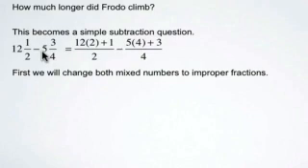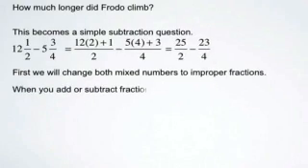Next fraction, it's the same method. I take my whole number 5, multiply it by the denominator 4, add the numerator 3, and my denominator stays 4. When I do that, 12 times 2 plus 1 is 25. 5 times 4 plus 3 is 23. So I end up with 25/2 subtract 23/4.